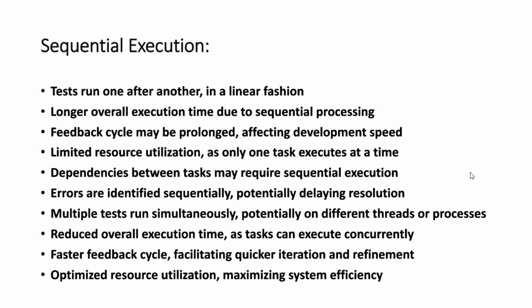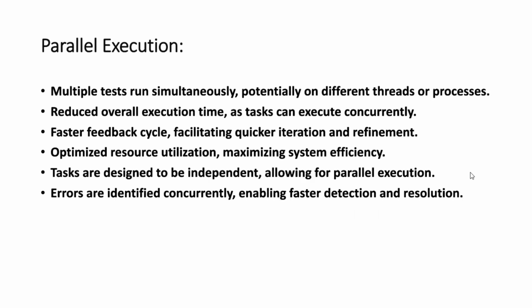Now let's understand what parallel execution is. Parallel execution is the opposite of sequential execution. What happens? The test cases run in parallel. For example, multiple test cases will run in parallel. In that case, if one test case takes 1 second and we are running 10 test cases in parallel, then what will happen? All 10 test cases will be executed in 1 second instead of taking 10 seconds. So basically, it reduces the overall execution time.